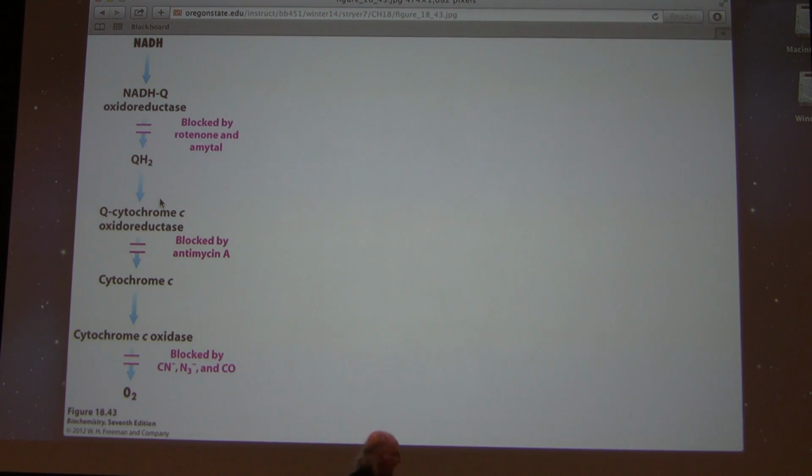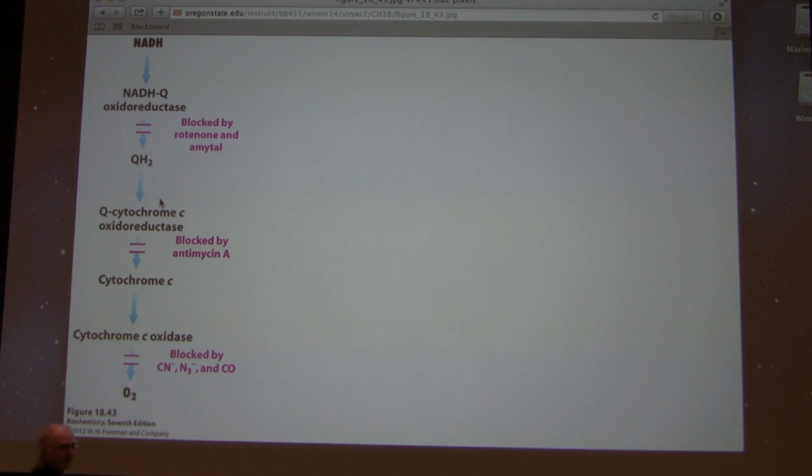Okay. Now, if we look at the bottom, we see 3 things block the movement of electrons through complex 4. All right? These compounds turn out to be the most poisonous because there's no way of getting around them. You can actually get around Antimycin A with some unusual chemistry, but you can't get around complex 4 because it's the terminal electron acceptor. And look what inhibits complex 4. Cyanide. That's azide. And then, here's our friend, carbon monoxide.